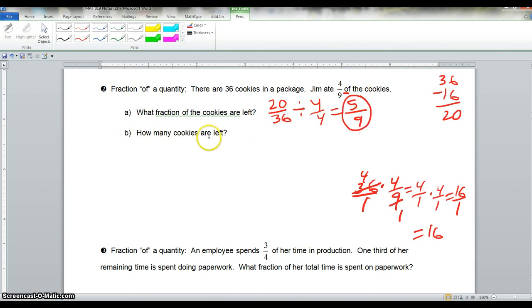Now for B, it says how many cookies are left. We have 20 cookies. So it's 20 cookies. And that's it.